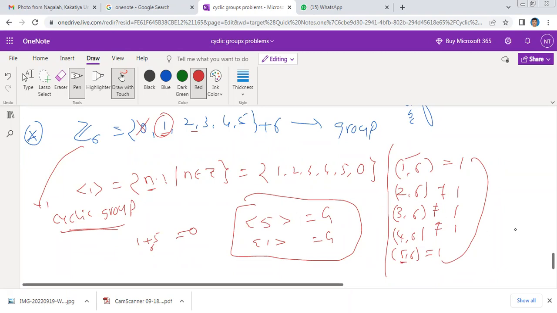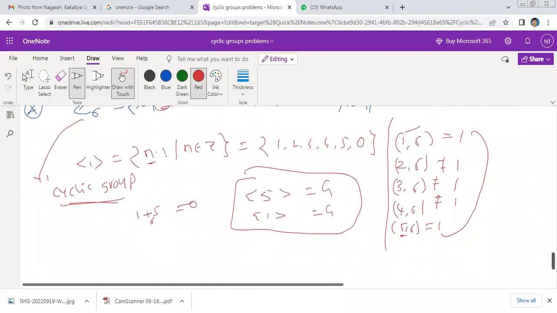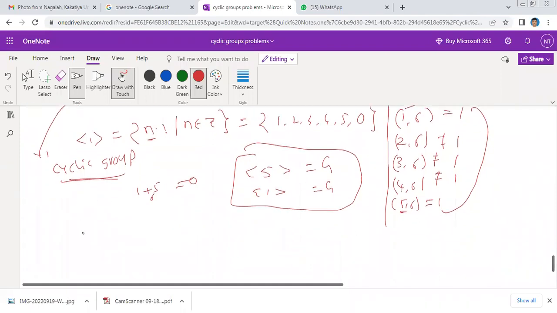When asked for the generators, we do it like this. But if they ask for the number of generators, we have a formula. What is that? Number of generators of a group Zn is phi(n).